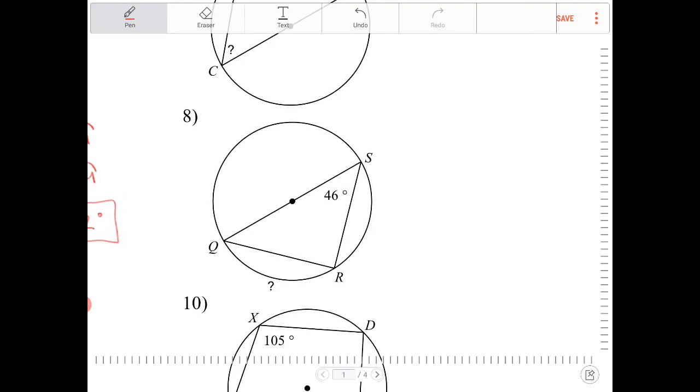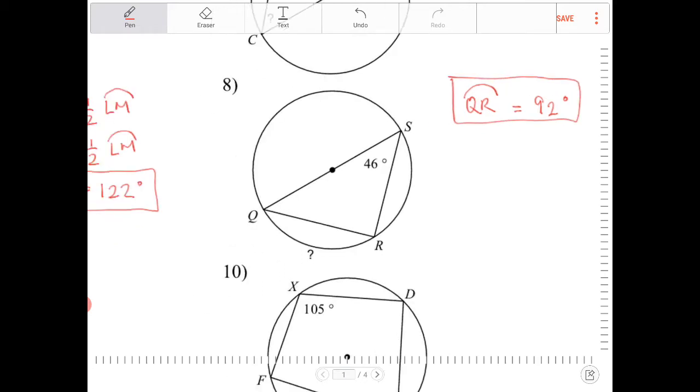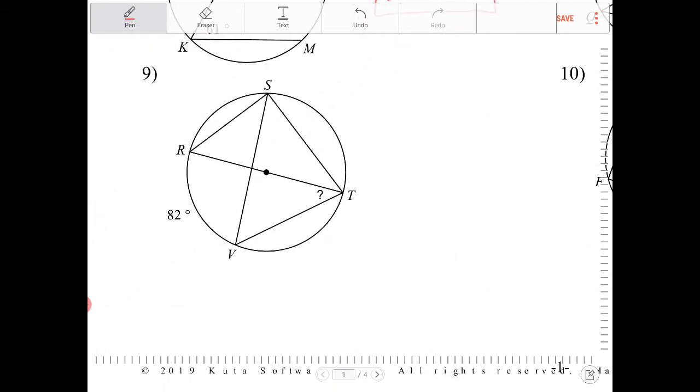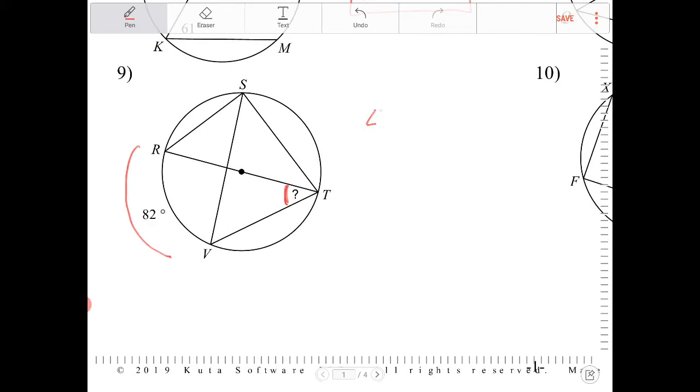Very similar. Here you're given the inscribed angle and asked to find the intercepted arc. So the intercepted arc will be double the inscribed angle. So minor arc QR will be 92. Here in this case, this inscribed angle intercepts RV. So therefore, angle RTV will be half of 82, which is going to be 41.